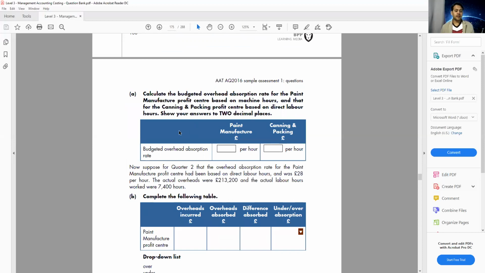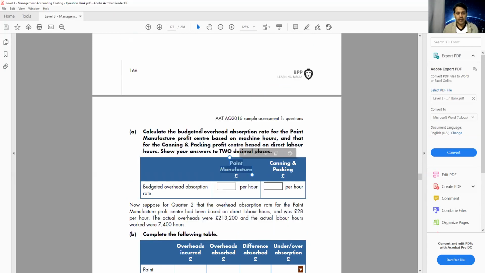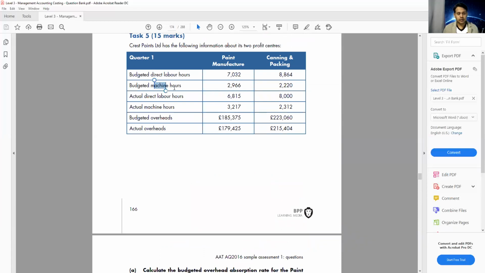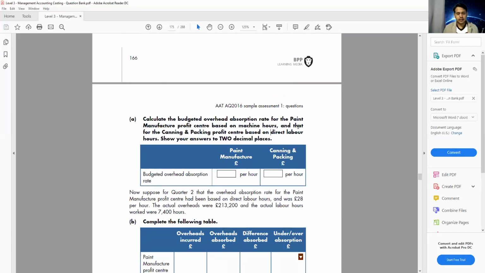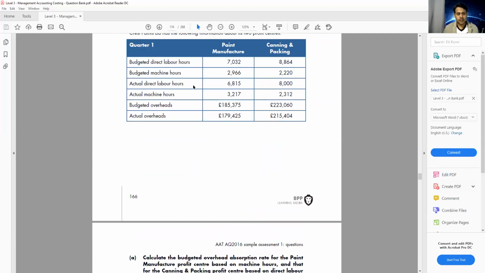Then the first requirement: calculate the budgeted overhead absorption rate. This word, budgeted, is very important. Budgeted overhead absorption rate for the paint manufacturer profit center, and they said based on machine hour. So for the paint manufacturer, we have to find the budgeted machine hour. On the other hand, for the canning and packing profit center, it is based on the direct labor hour. So for the paint, it is based on the budgeted machine hour, and for the canning, it's labor hour.